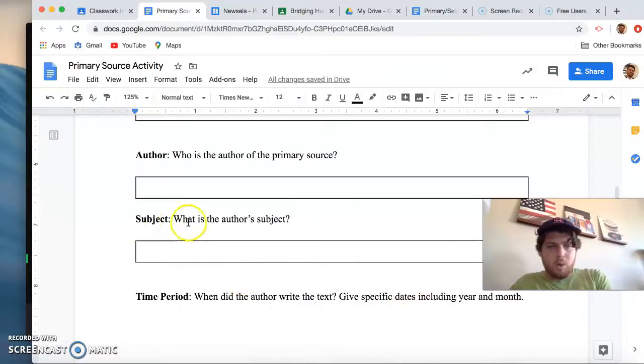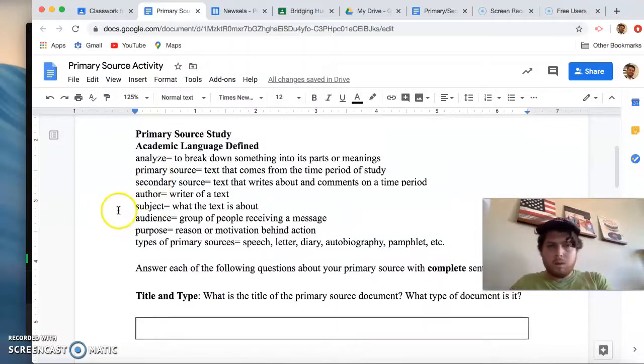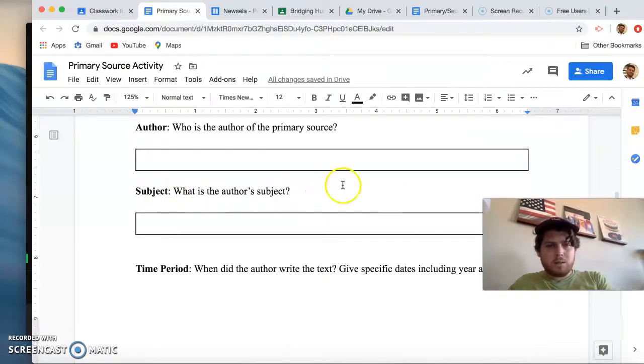That second question. What is the author's subject? If we're not sure what the word subject means, we can go up here to the word bank or the glossary, sometimes we call them, and it says the subject is, what is the text about? So what is the author's subject? I just need to write a quick sentence saying, well, Continental Congress is writing about what's happening in the British colonies and asking the king to be more peaceful and take away the taxes.